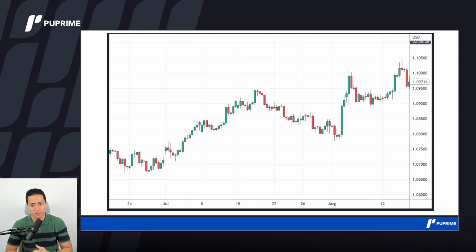Now, another example. Where do you see some explosive candles? I think this one is easier than the previous one. Or are you getting better? Let me see.